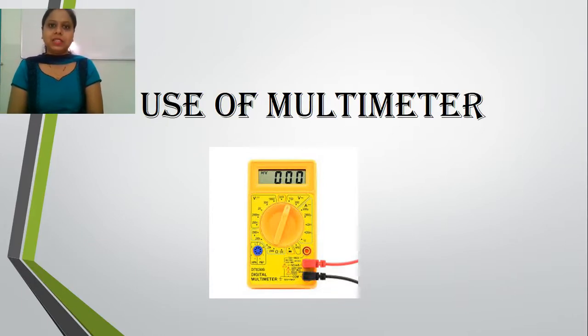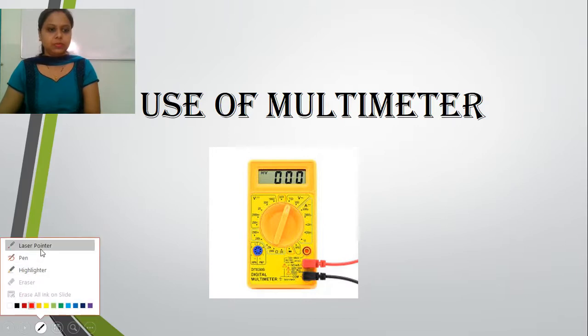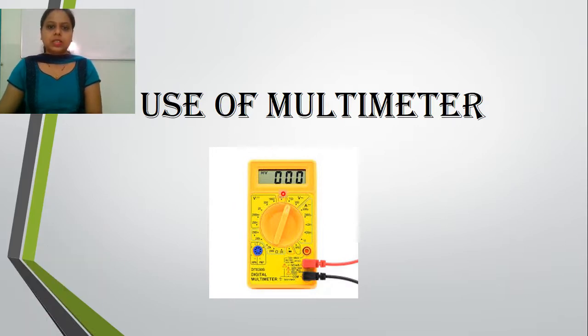More specifically, this is the digital multimeter, because it will show you the readings in digital format, as you can see on screen. This is the screen, we can say. On that screen you will get the digital readings. So this is a digital multimeter.